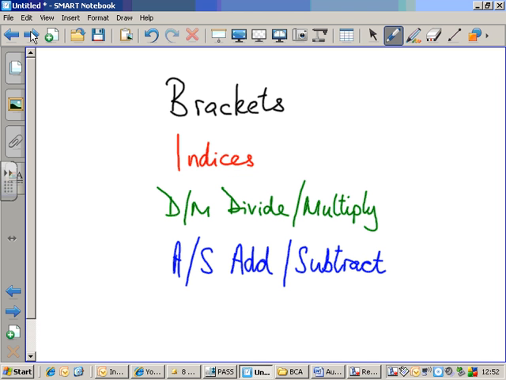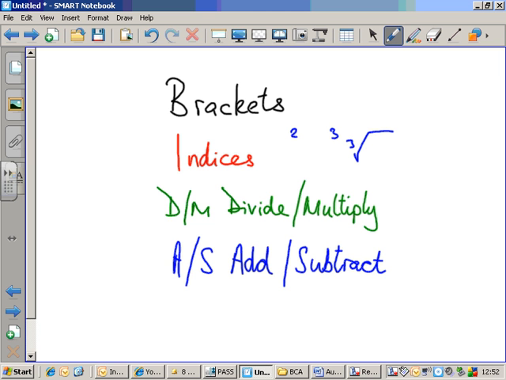The B in BIDMAS stands for brackets. It means if there are any brackets in a sum, then you do what's in the brackets first. The I is for indices. That's things like squared and cubed. Actually it also includes square roots or cube roots or any other kind of root.